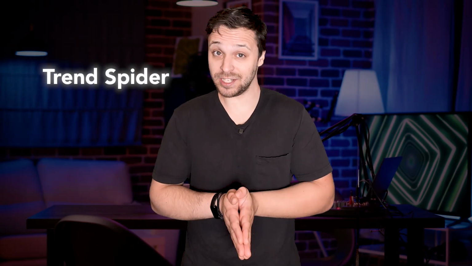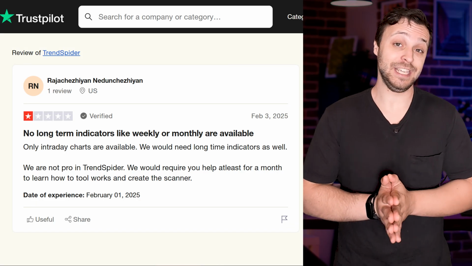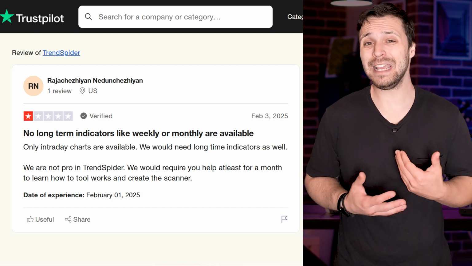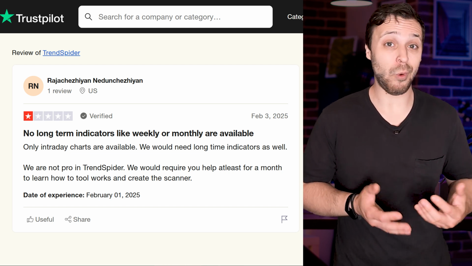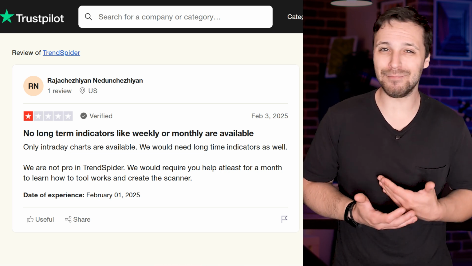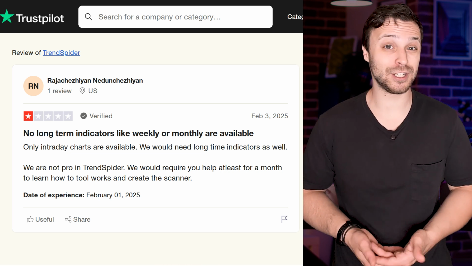Then there's TrendSpider. One reviewer said that he was frustrated because this stock technical analysis website only offered intraday charts and he wanted longer-term indicators. So I can see how that might throw people off, especially if you're not used to automation. TrendSpider does feel like a high-performance machine when you first step in, but that's also its biggest strength.